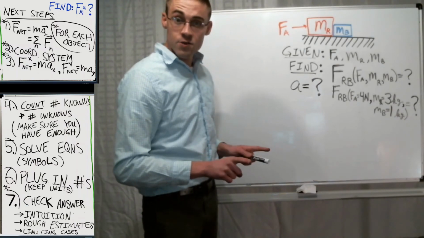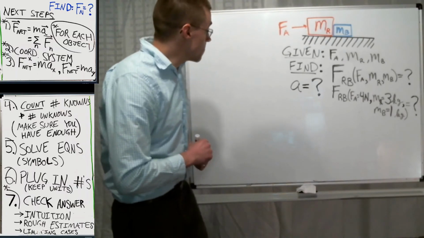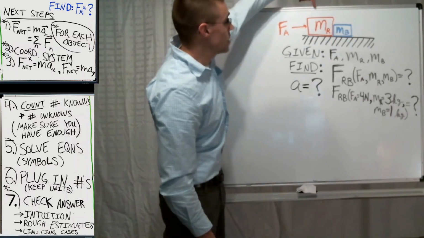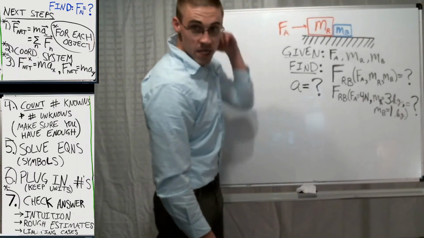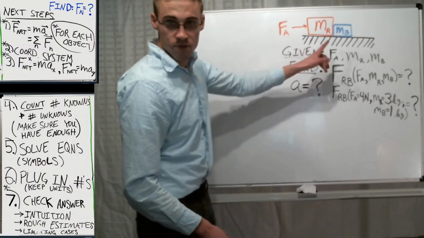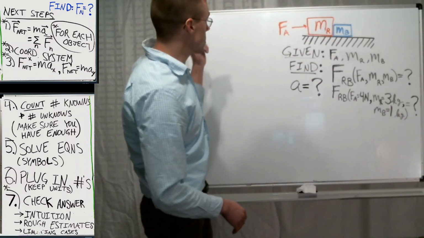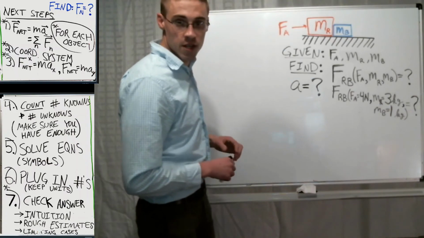All right, let's do this problem quickly. Okay, let's say that you have two boxes, a red box, mass mr, and a blue box, mass mb, right? R for red, B for blue. And they're sitting on a surface, they're touching each other, and there's an applied force Fa that is pushing on them.